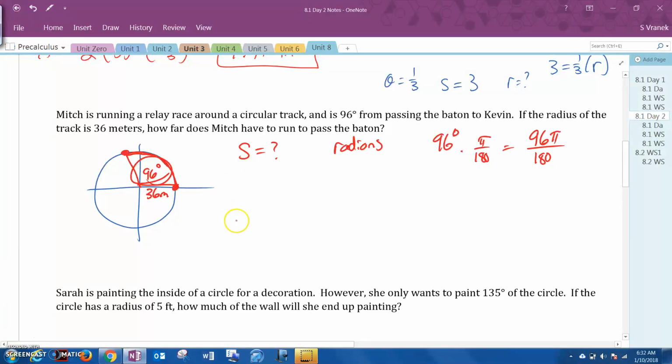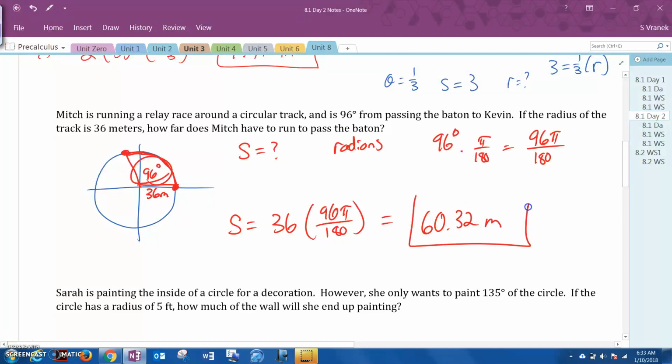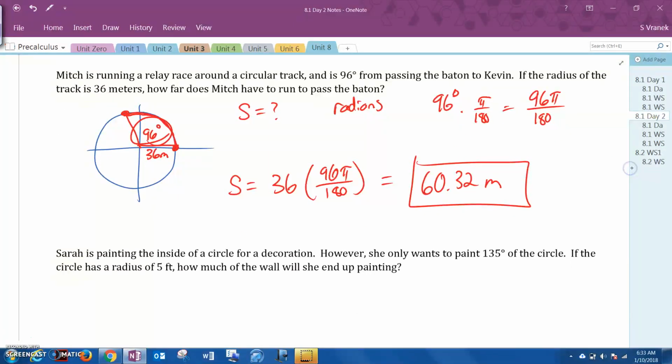So the arc length that Mitch has to run is the radius of the track, which is 36, times the angle in radians, which is 96 pi over 180. When you type that in your calculator, you find out that Mitch has to run 60.32 meters. Okay. So again, same type of concept, except we're just putting some words to it. No big deal.